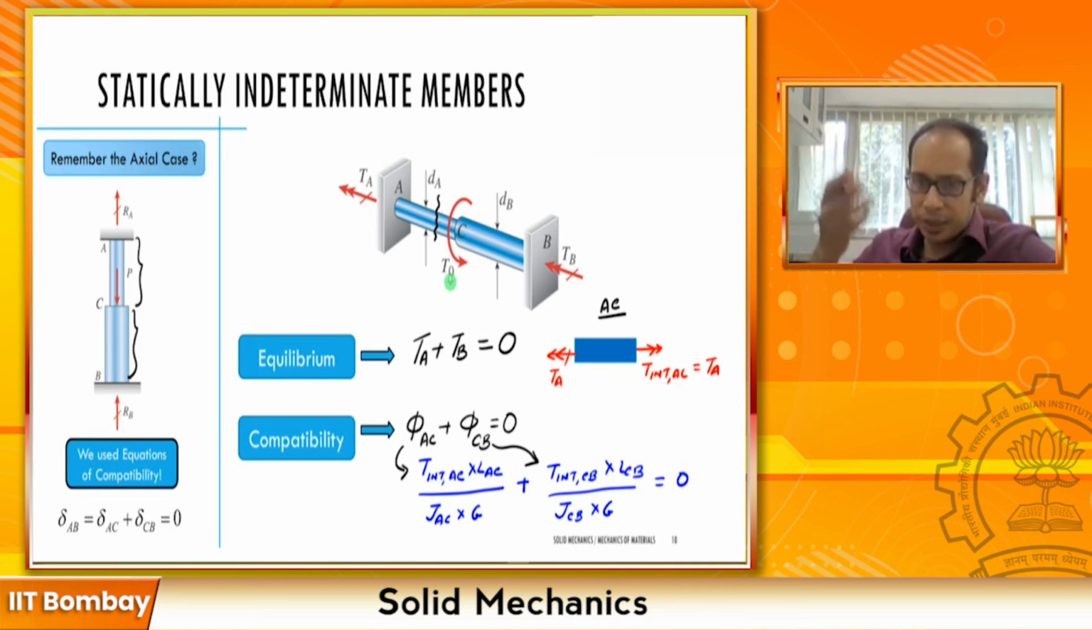Similarly, you can write for the section CB, so you will have two equations. Eventually this equation you can write in terms of the reaction or the torque which is applied, and you have another equation over here. You can solve both of them to get the reactions that you want. You can get those internal deformations also. You can get phi AC, and when you add them up it must equal 0 because you have to satisfy the compatibility.